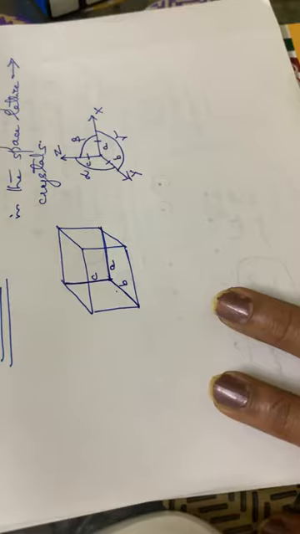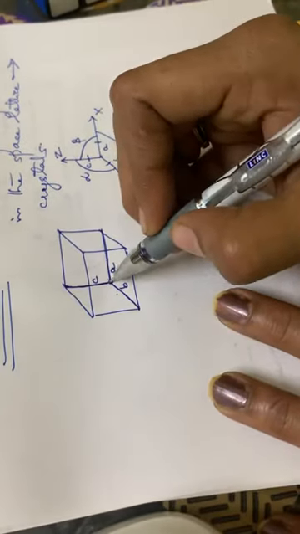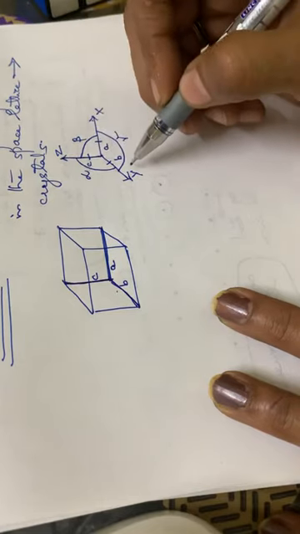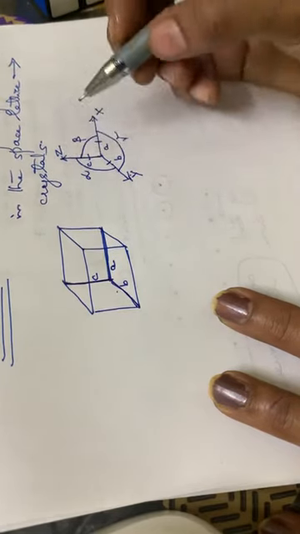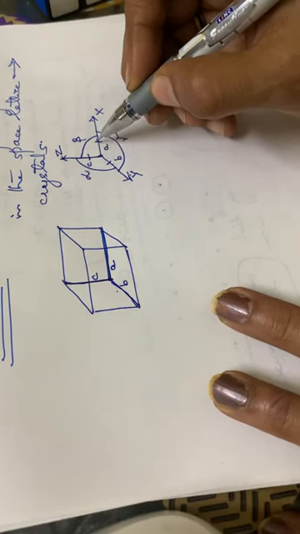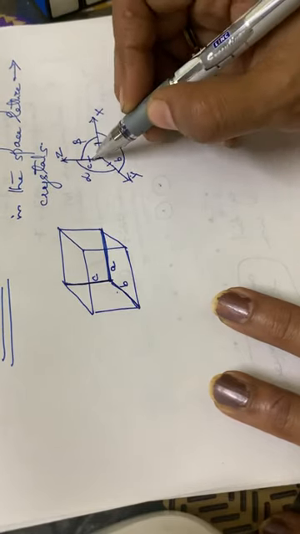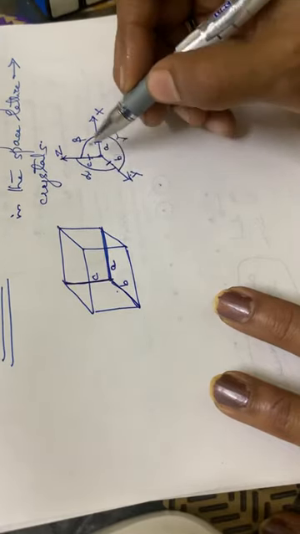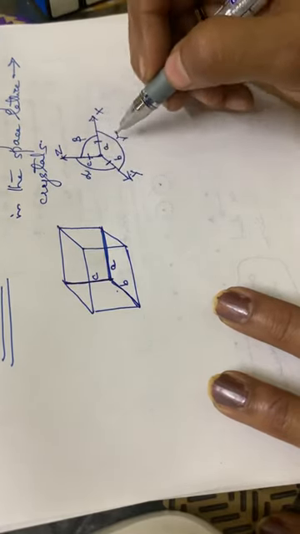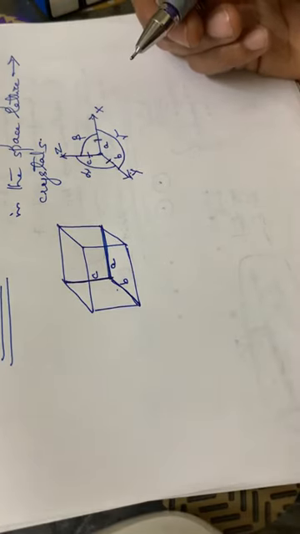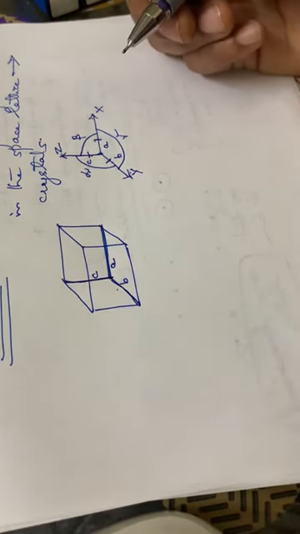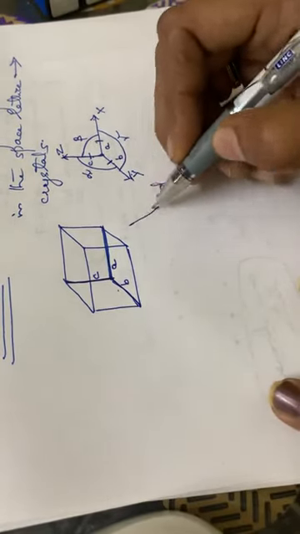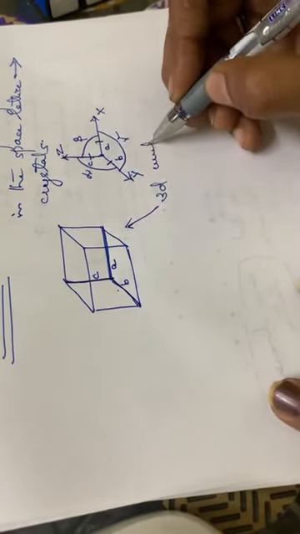I am taking these three axes separately and drawing them here. This is the X axis, this is the Y axis, and this is the Z axis. The unit distances are denoted by A, B and C. The angle opposite to A is alpha, the angle opposite to B is beta, and the angle opposite to C is gamma. So this is the simple representation of a three-dimensional unit cell, a 3D unit cell.